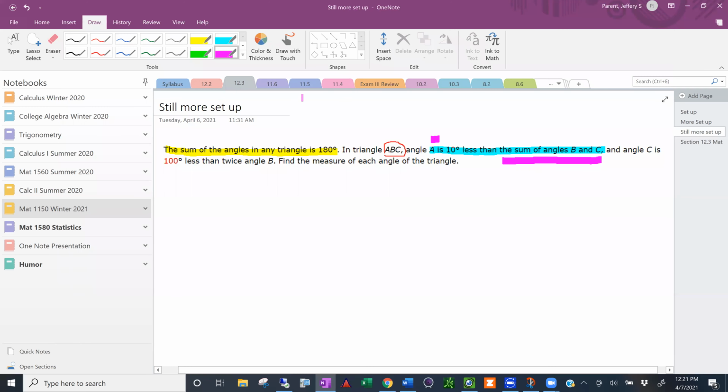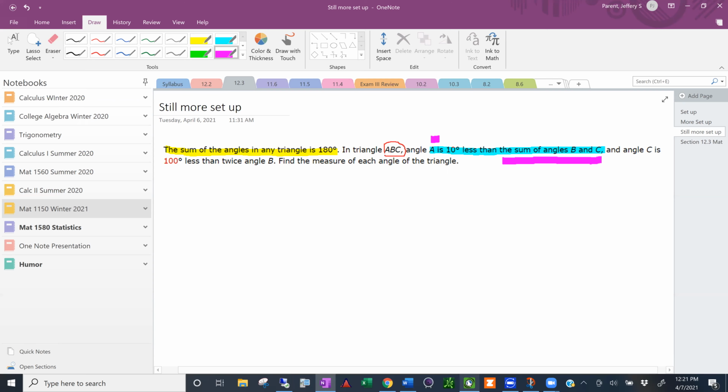I have a quick question for you with that. Because it's saying that A is less than the sum of B and C, do we have to put that in parentheses so that we can subtract the 10 from both of them, or is it okay to just leave it as it is?